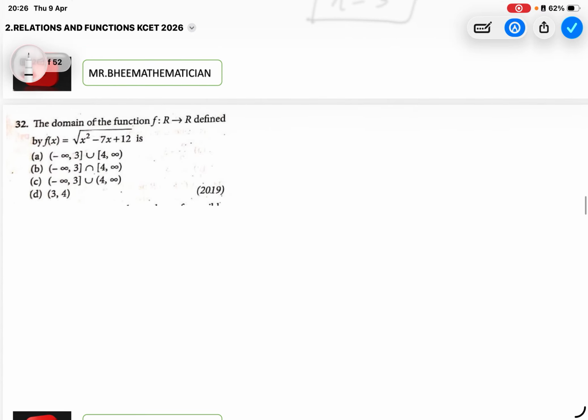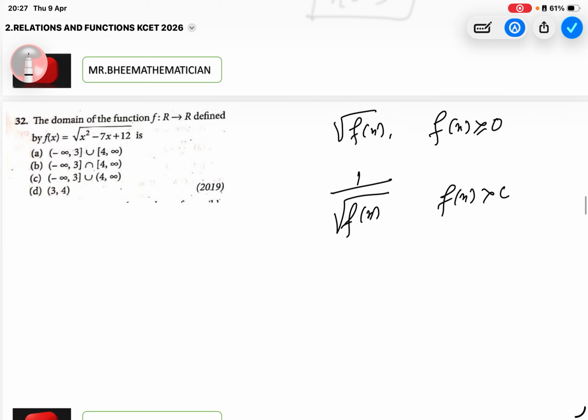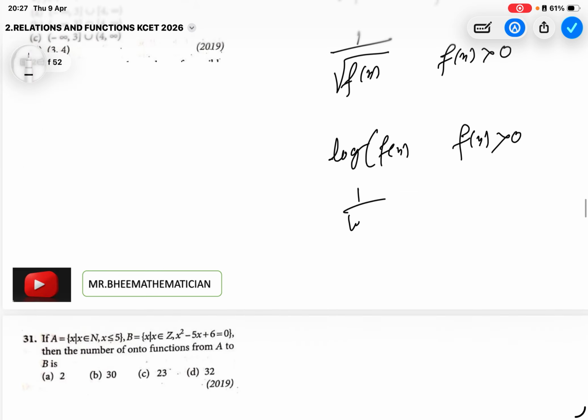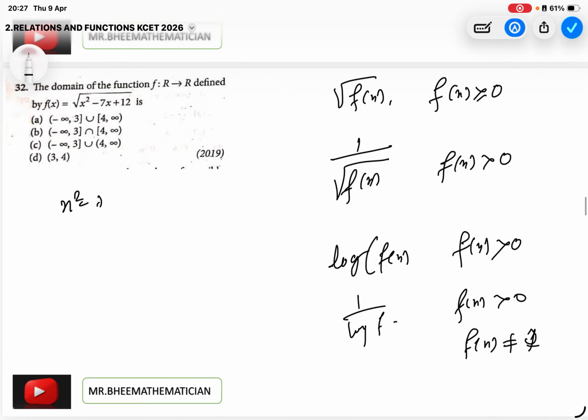And next question. So here they are asking the domain. So you know already if a square root of a function is there, first remember the rules. Square root of f of x is there, f of x is greater than or equal to 0. 1 by f of x is there, f of x is strictly greater than 0. Log of f of x is there, then f of x is greater than 0. 1 by log of f of x is there, f of x is greater than 0 and f of x is not equal to 1, because the denominator can never be equal to 0. So x square minus 7x plus 12 greater than or equal to 0, find it out.